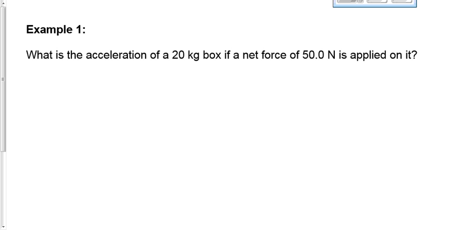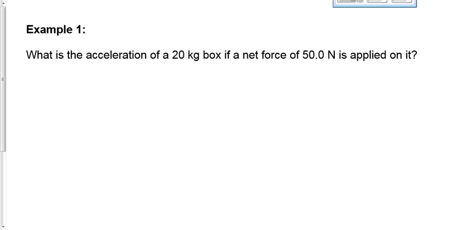Here's an example, example number 1 that we're going to use to illustrate Newton's second law. It says, what is the acceleration of a 20 kilogram box if a net force of 50 newtons is applied on it? This is not in equilibrium, right? If it was in equilibrium, the forces would be balanced and the net force would be 0. The acceleration would be 0. If it's in equilibrium, it's going to keep doing what it's doing, right? Stay at rest or stay moving at a constant speed. This is not in equilibrium. There is a net force.